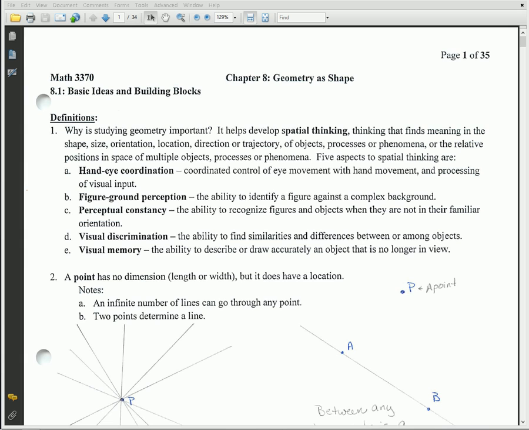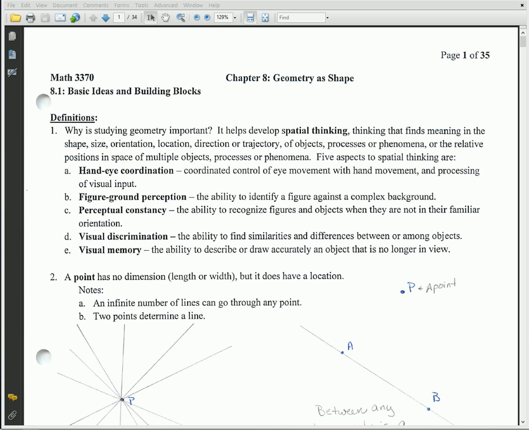Or being able to recognize an oval versus a circle and being able to tell the distortion in the two. Next is to find differences among objects that are the same. So, can you see the difference between a square and a rectangle, or a square and a trapezoid, or a square and a parallelogram? Things that are similar, but being able to find the differences and the similarities. And the last thing is to be able to reproduce pictures when you aren't looking at the picture. So, doing it from memory.